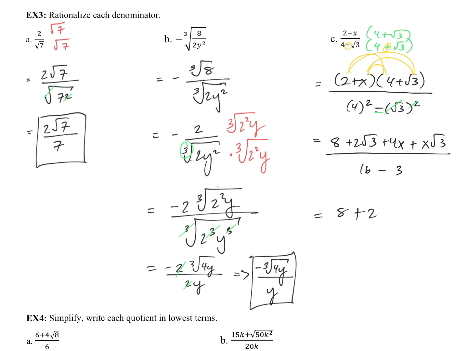So I have 8 plus 2 root 3 plus 4x plus x root 3 all over 13. And I can't simplify anything else. There are no like terms, so I'm done. That is it.